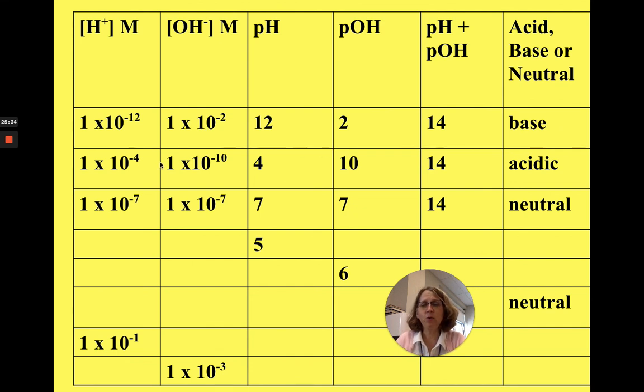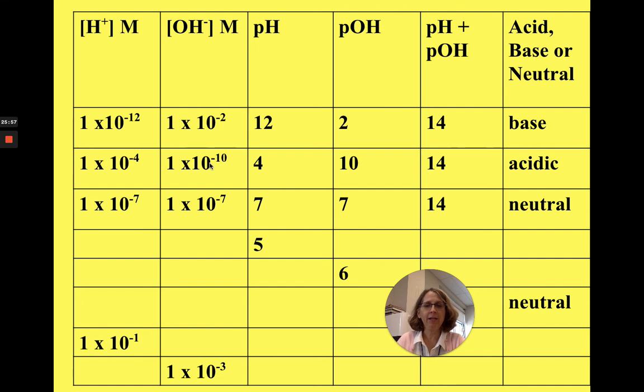Let's look at the acidic one. 1 times 10 to the negative 4th means the pH is 4. That's an acidic pH. It means the pOH has to be 10 because it has to add up to 14, which means the hydroxide has to be 1 times 10 to the negative 10th. Okay? And that's acidic. Now here's neutral. Notice they are equal. Acidic, you have more hydrogen. Basic, you have more hydroxide.